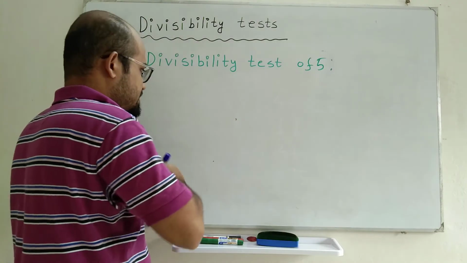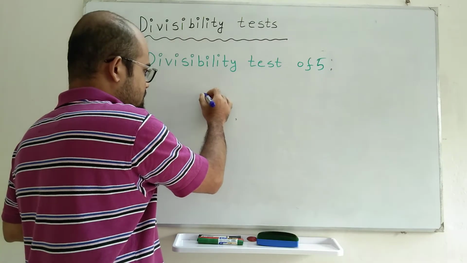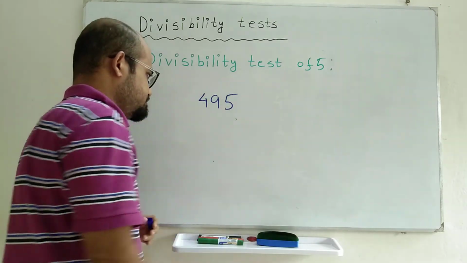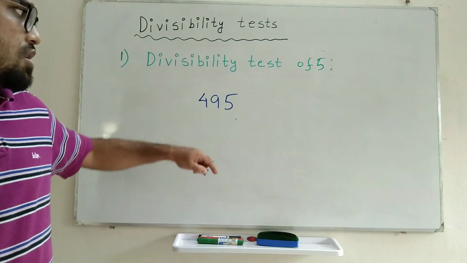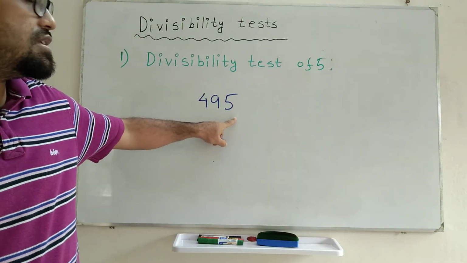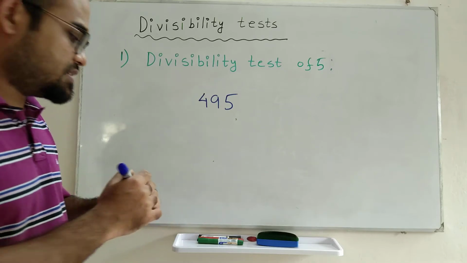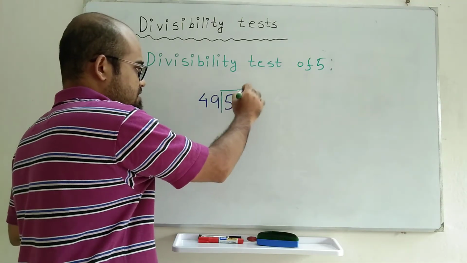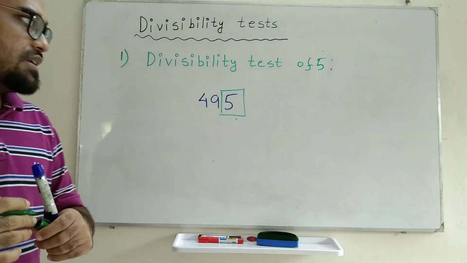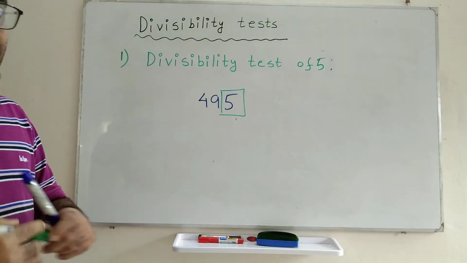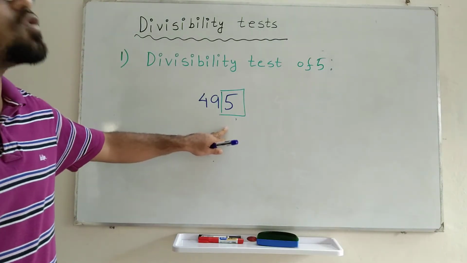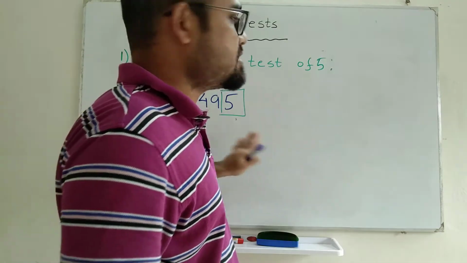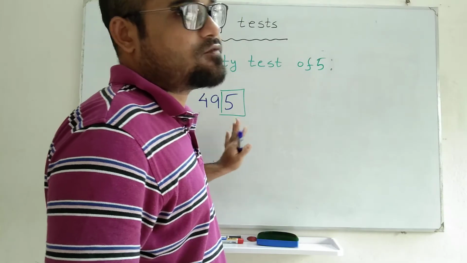Well, let's take the help of an example. Suppose we have a number 495. Whether it's divisible by 5 or not will be determined by the digit in the units place. If the digit in the units place is either 5 or 0, then that number is divisible by 5.